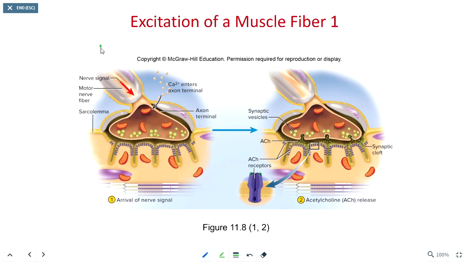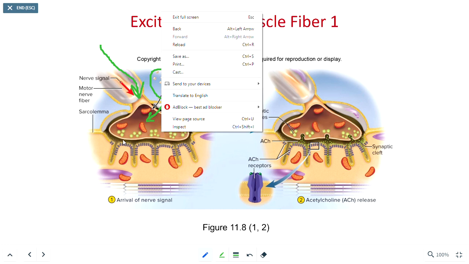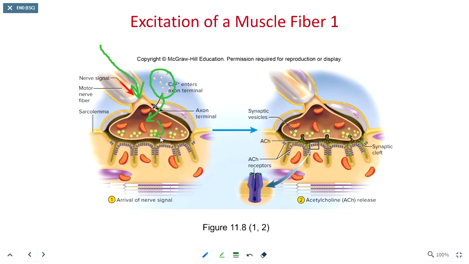We're first going to have that action potential traveling down the motor neuron. As that action potential gets to the axon terminal, there are going to be calcium ions entering into the axon terminal. While those calcium ions are entering the axon terminal, the calcium ions bind to synaptic vesicles, right there, filled with acetylcholine.